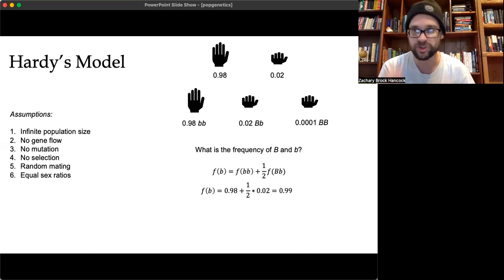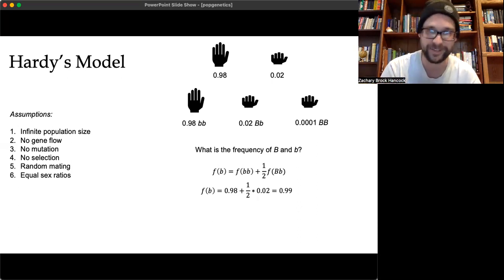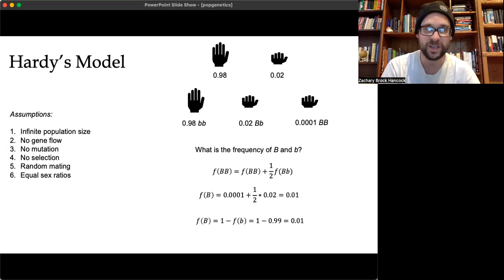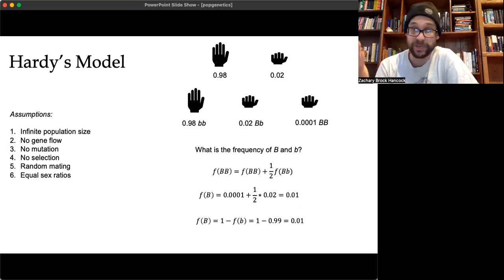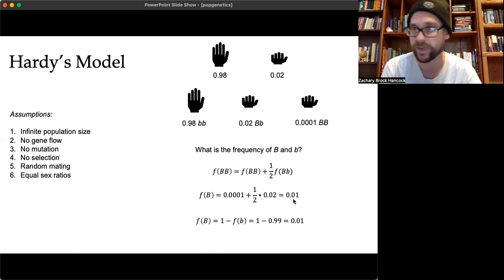For those of you sticklers, there's some rounding here. Don't lose your mind. I'm just keeping the numbers simple and doing some rounding. So yeah, 0.99 is what we're gonna roll with. All right. So then what's the frequency of the big B? We do the exact same thing. We can take our homozygous individual for big B, which is this number here. We plug it in, plus half of the heterozygotes gives us 0.01.